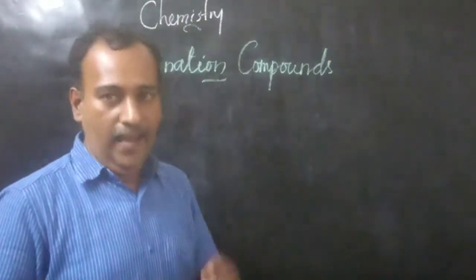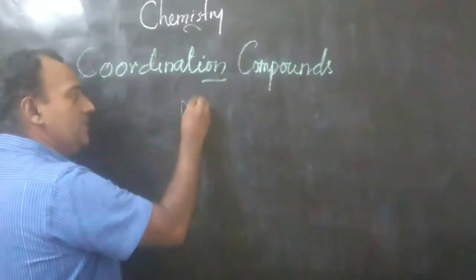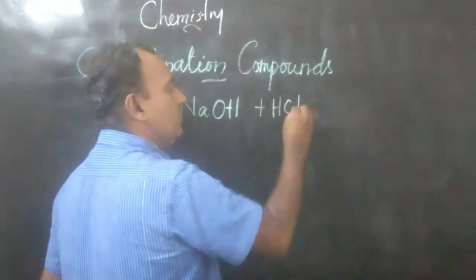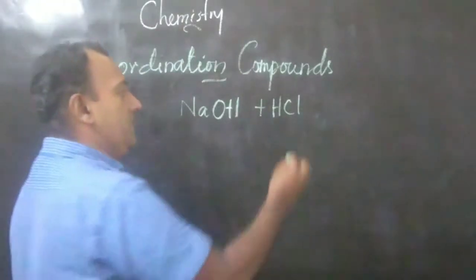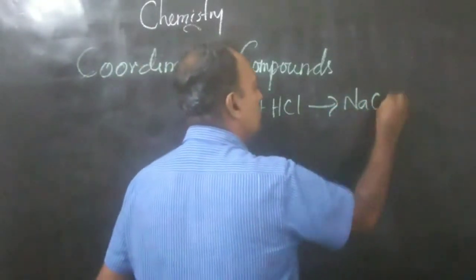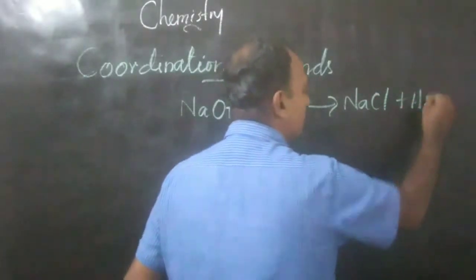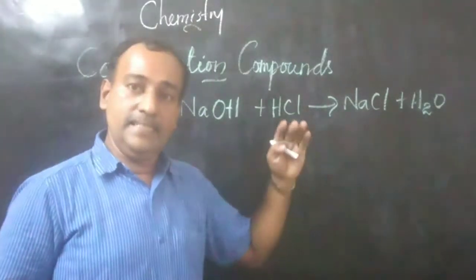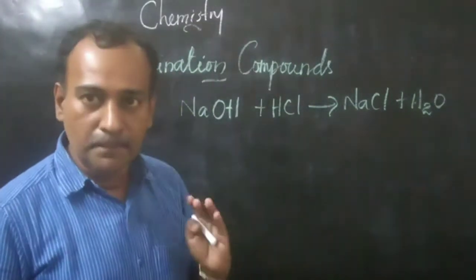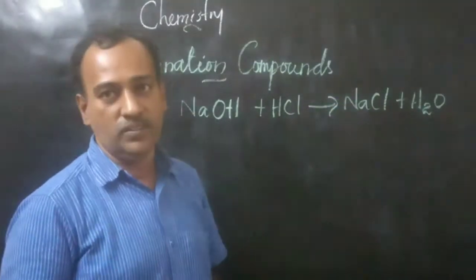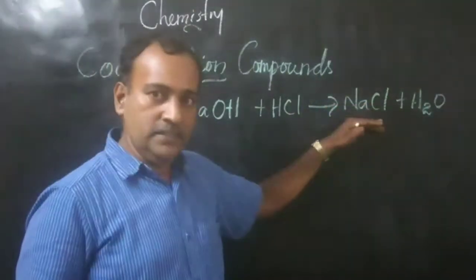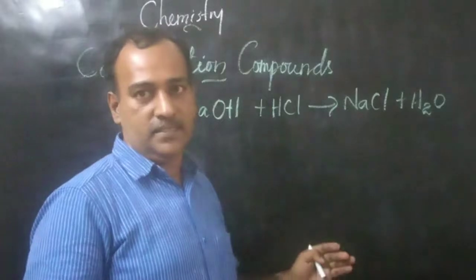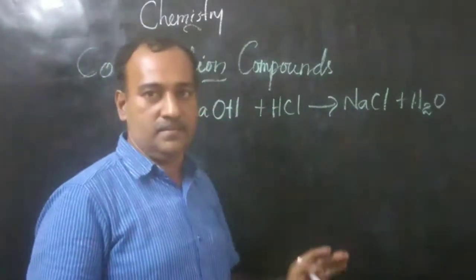When we are adding sodium hydroxide with hydrochloric acid, we get sodium chloride plus water. This sodium chloride is neither acidic nor basic, so it is called salt. Salt means it is a neutralization product of an acid and base.